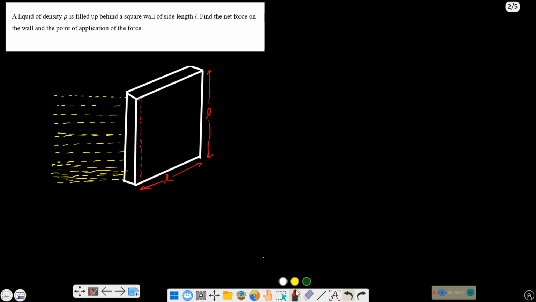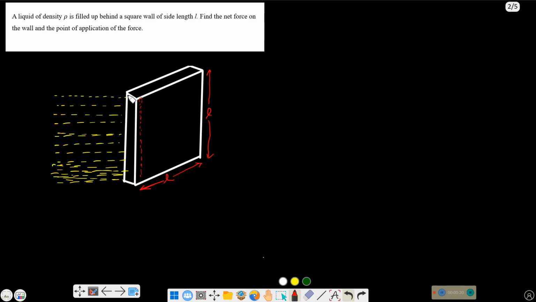Hello students. Today I am going to discuss another problem on fluid mechanics, which is very important. The question is, a liquid of density rho is filled up behind a square wall of side length L. Find the net force on the wall and the point of application of the force. So the given configuration of the liquid and the wall is like this.